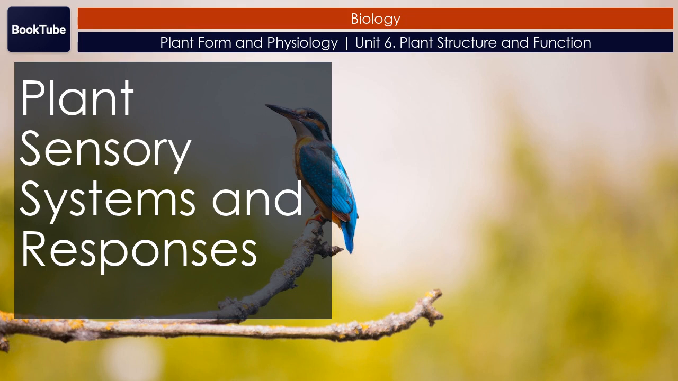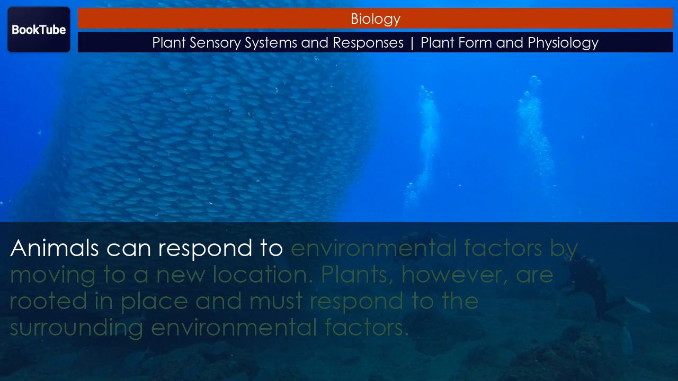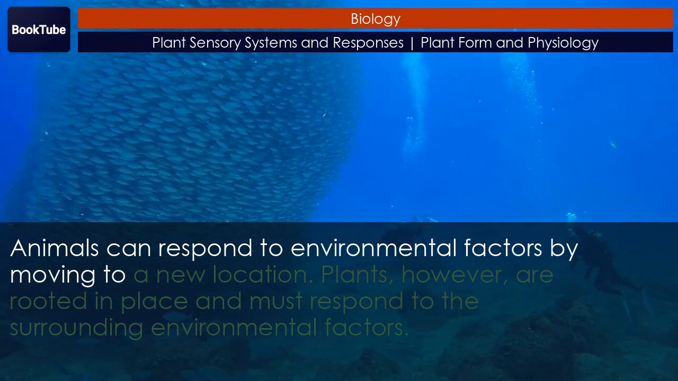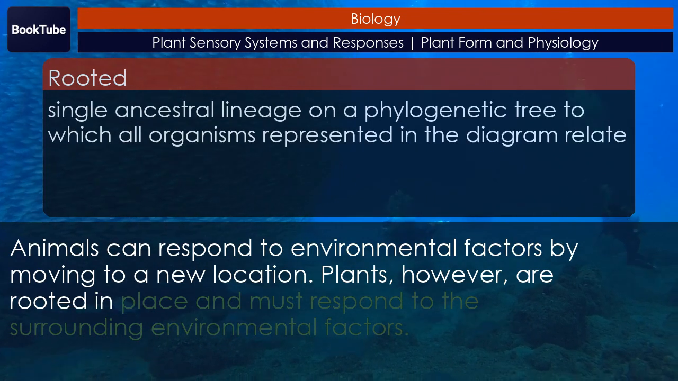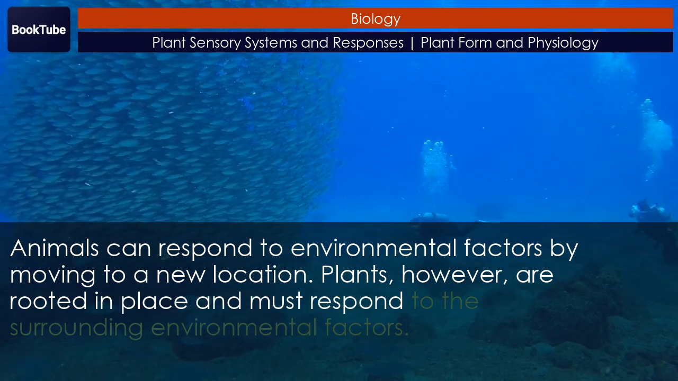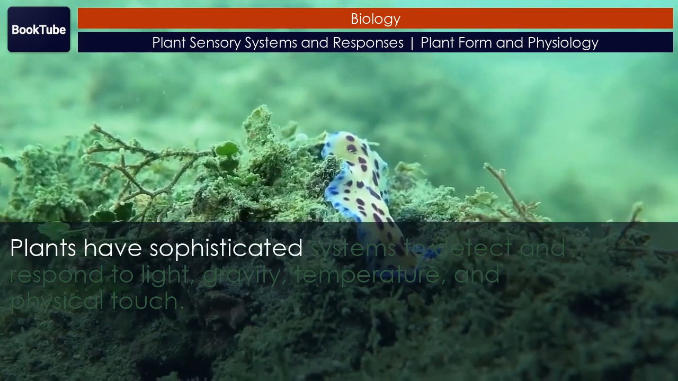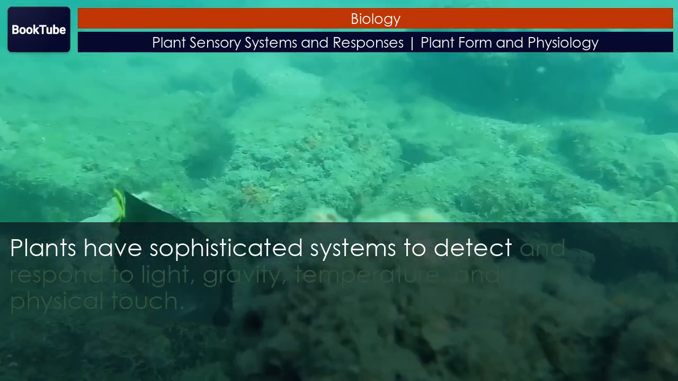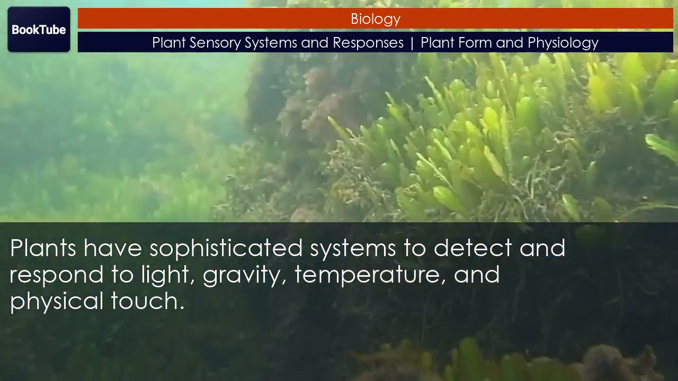Plant sensory systems and responses. Animals can respond to environmental factors by moving to a new location. Plants, however, are rooted in place and must respond to the surrounding environmental factors. Plants have sophisticated systems to detect and respond to light, gravity, temperature, and physical touch.